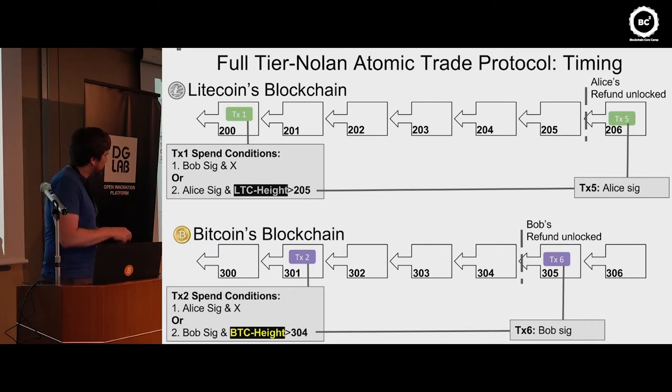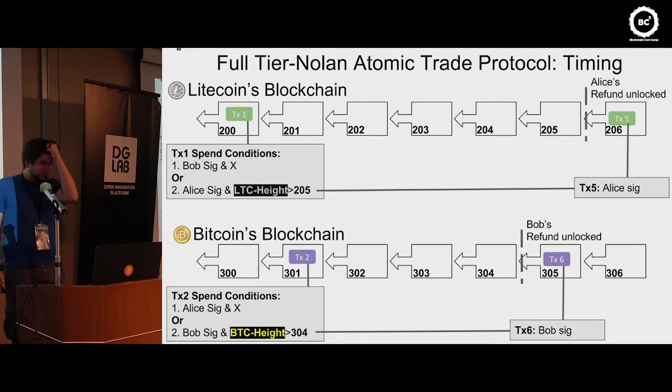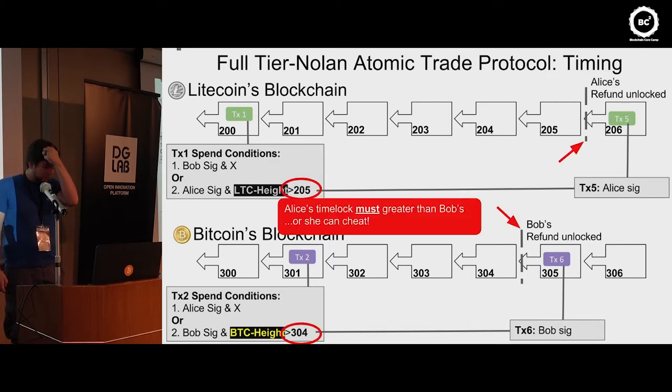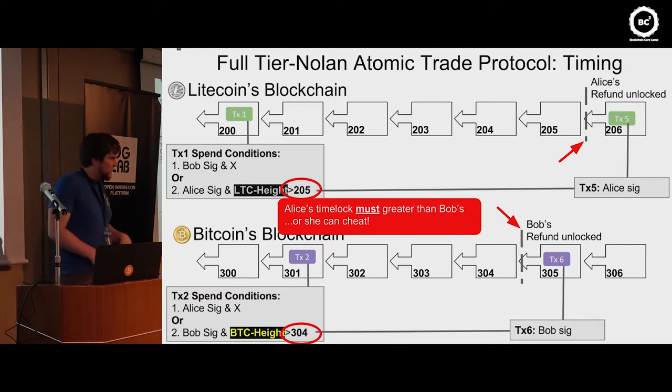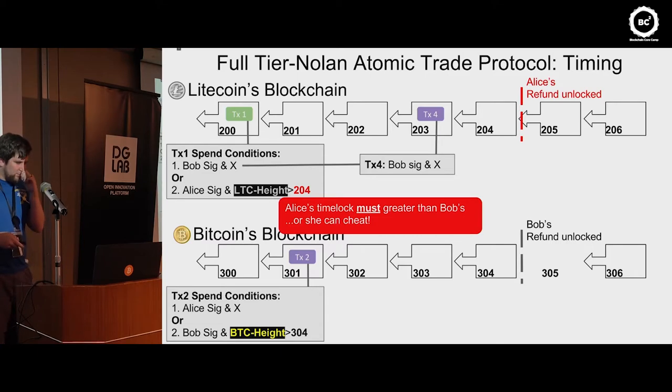It's very important that Bob's refund time is earlier than Alice's. She can cheat if this is not true.